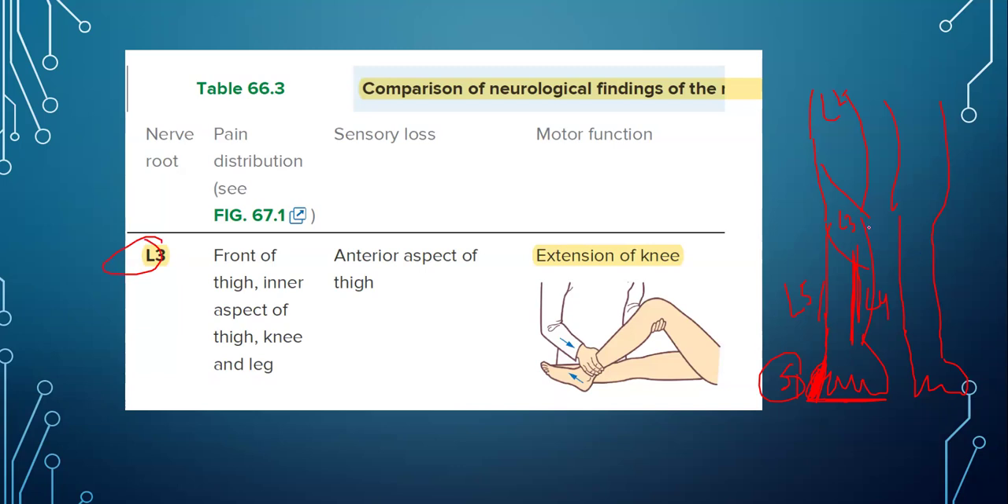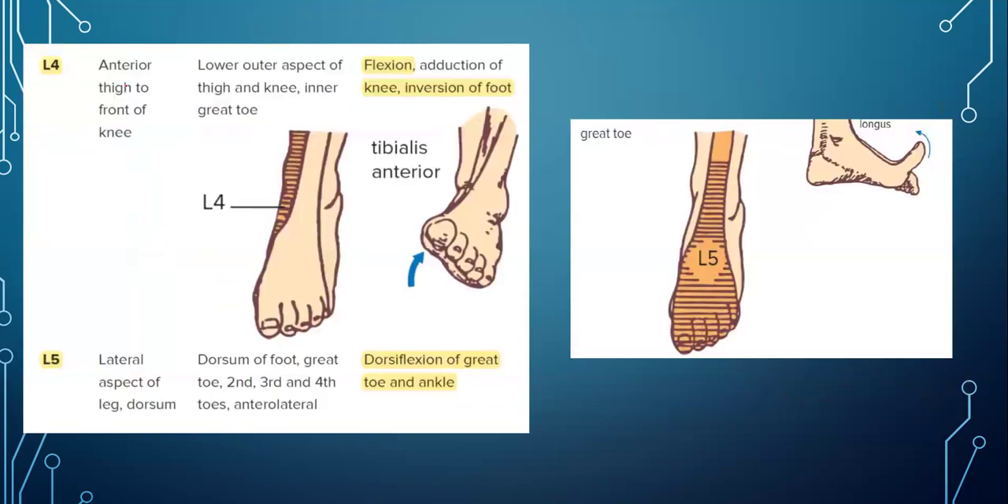So L3, because it supplies the knee, also helps with knee extension. L4, which supplies the inner part of the lower leg, helps with flexion of the knee and inversion of the foot. Now this function you need to memorize, because many times they will give you a scenario and ask what kind of radiculopathy it is. If you don't know the nerve root functions, then you will never be able to find it out.